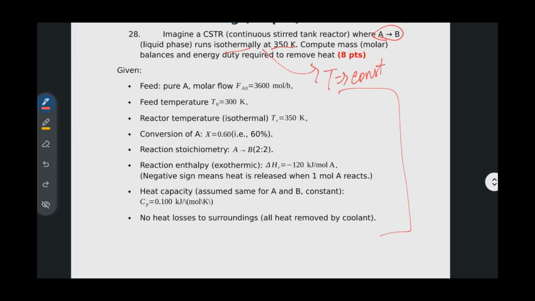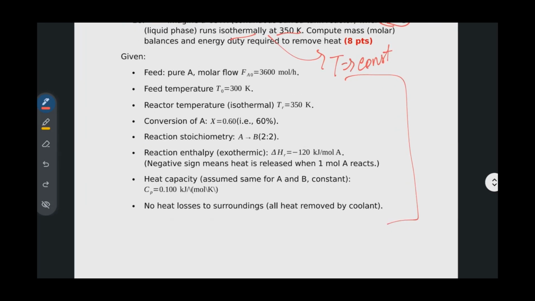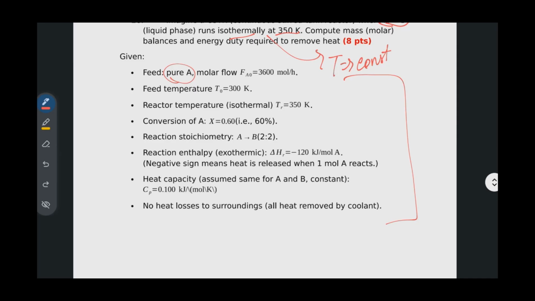If you know about the conversion, you can easily solve this problem. And also the enthalpy, sorry, I forgot to mention. Your feed is given as pure A, and the molar flow is 3600. Your feed temperature is given. Your reactor temperature is given. It means the change is only 50 Kelvin. There is no need to convert to Celsius, by the way. You can easily work with Kelvin. Conversion of A is 60%.